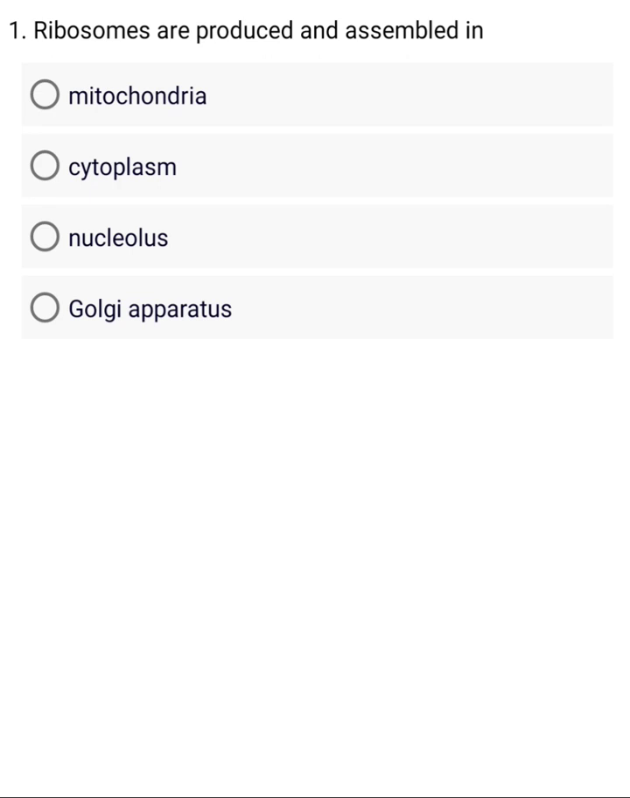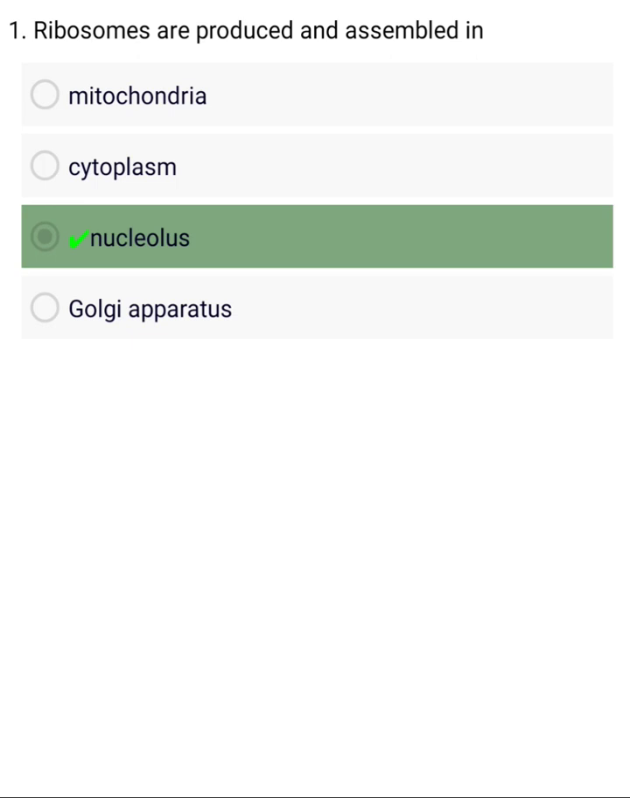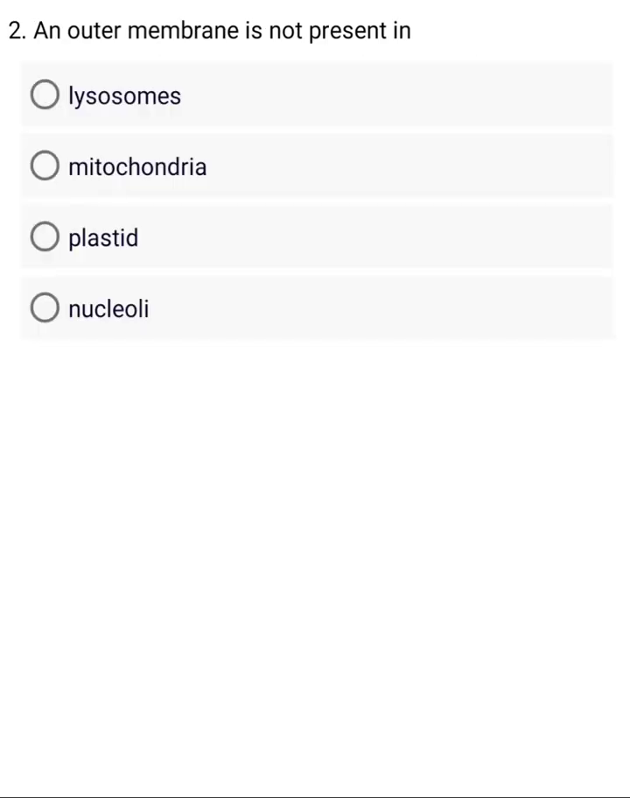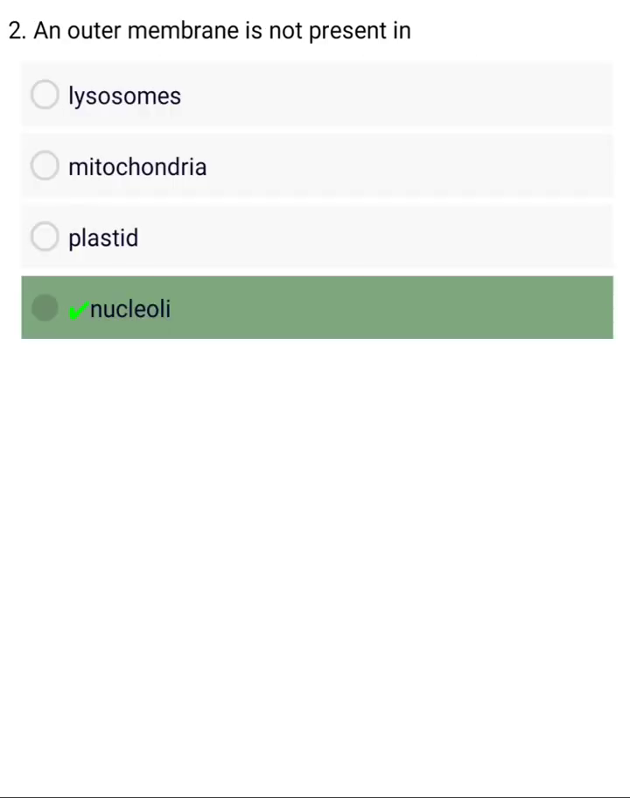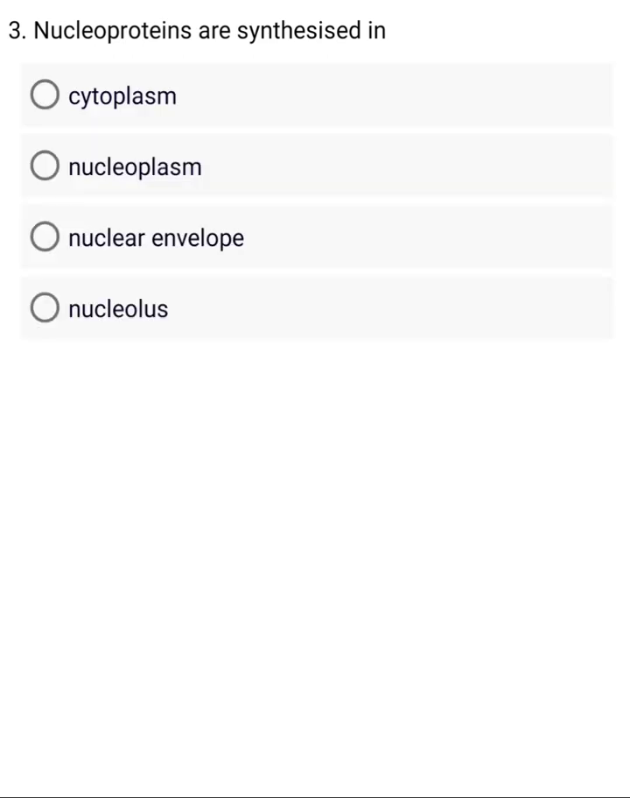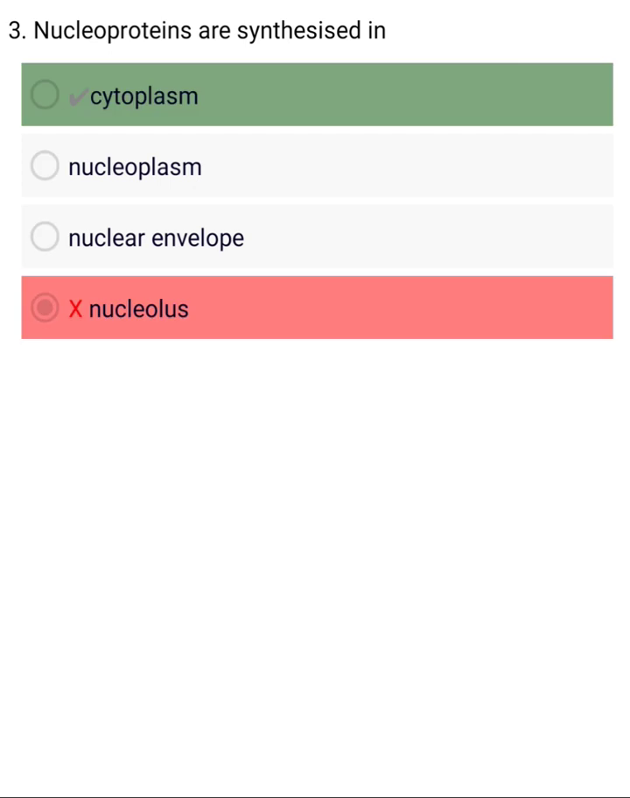Ribosomes are produced and assembled in A. Mitochondria. B. Cytoplasm. C. Nucleolus. Right. An outer membrane is not present in A. Lysosome. Right. Nucleoproteins are synthesized in A. Cytoplasm. B. Nucleoplasm. C. Nuclear envelope. D. Nucleolus. Wrong.